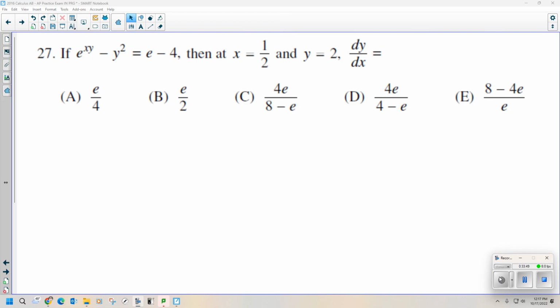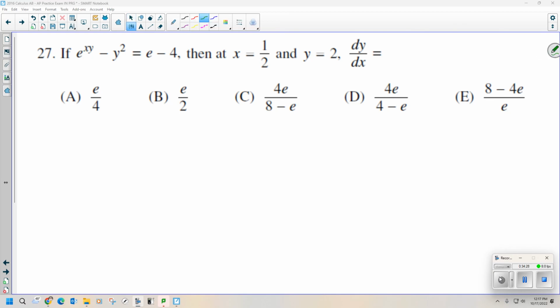Anyways, 27. If e raised to the xy minus y squared equals e minus 4, then at x equals 1/2 and y equals 2, what's the derivative? Oh my goodness. All right, we talked about implicit differentiation when we did problem 24, the related rates. This is implicit differentiation. We can't get this y equals, so we're going to just take the derivative right down the line. And anytime we take the derivative of a y, we need to write dy dx next to it.